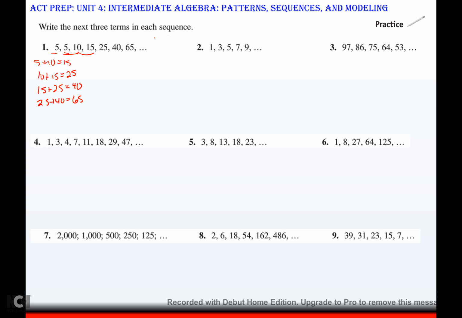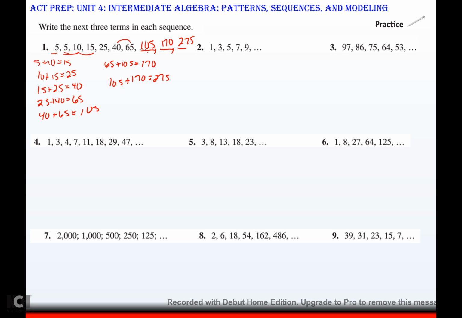I'm old, so I've learned that for some reason, one of the common patterns is the Fibonacci sequence, in which you add the 2 before to get the next one in line. Okay, so to continue this sequence, to get this term, I'm going to add the 2 in front of it. So 40 plus 65 would be 105. And then 65 plus 105 would be 170. And 105 plus 170 would be 275. Those would be the next 3 terms in my sequence.